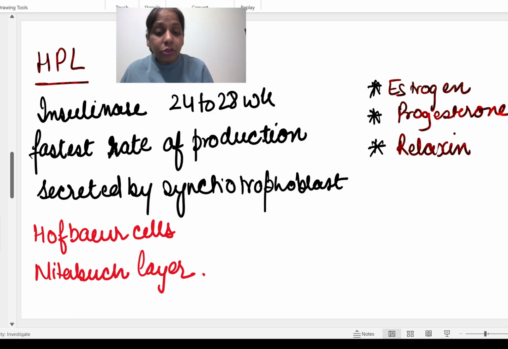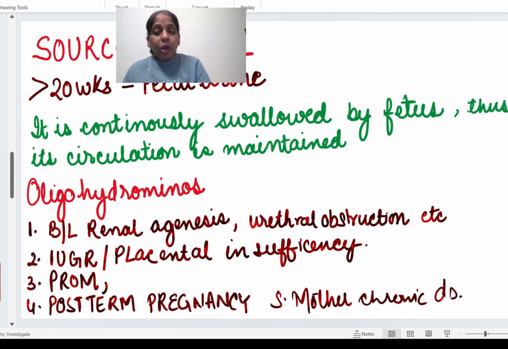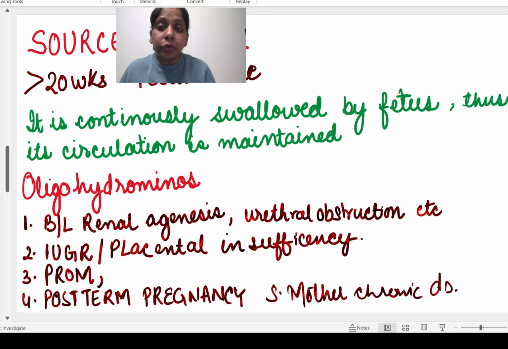I think estrogen, progesterone, you all know. Estrogen synthesized by placenta is known as estriol. Not going into much detail in the amniotic fluid chapter, I only want to tell you the source of amniotic fluid after 20 weeks is fetal urine.